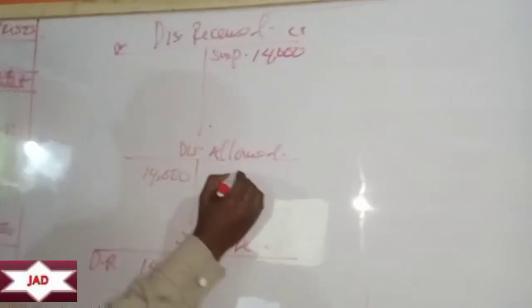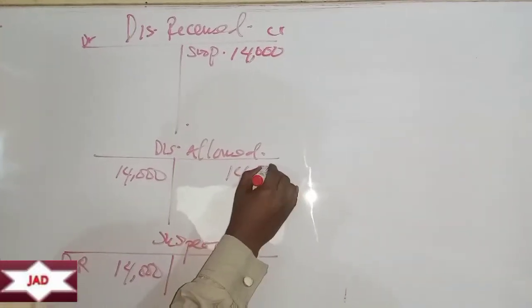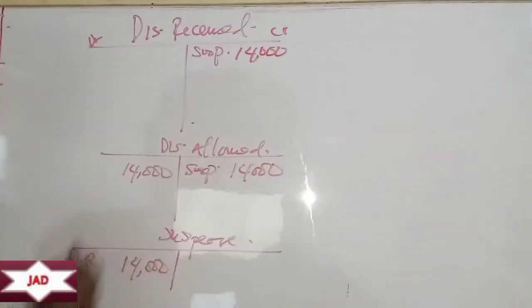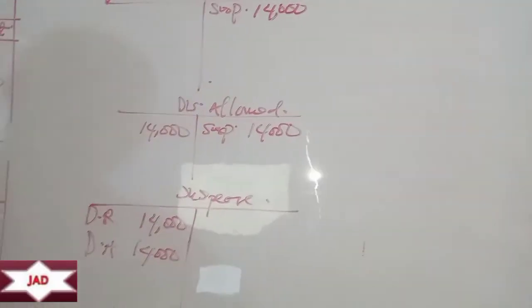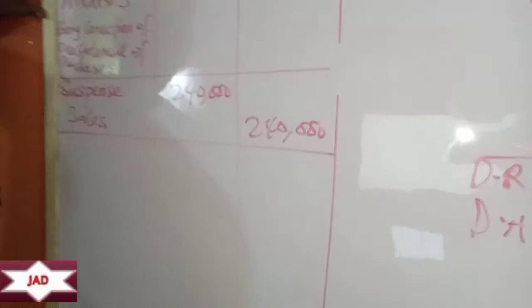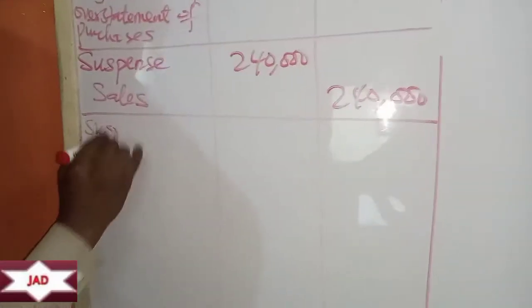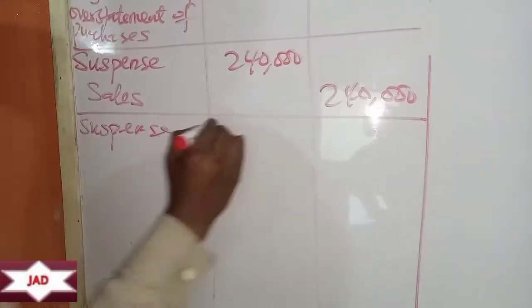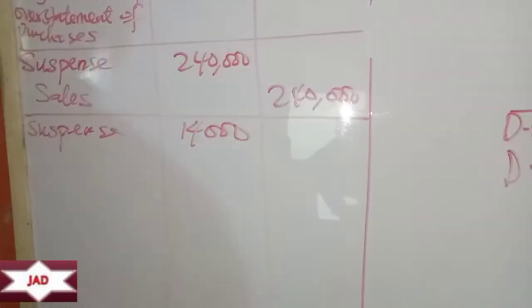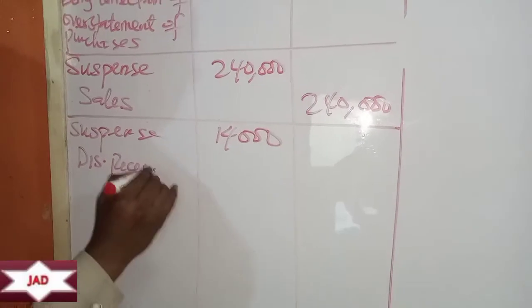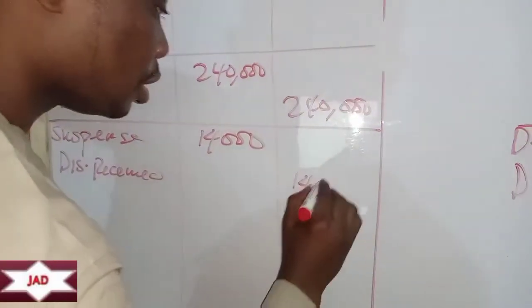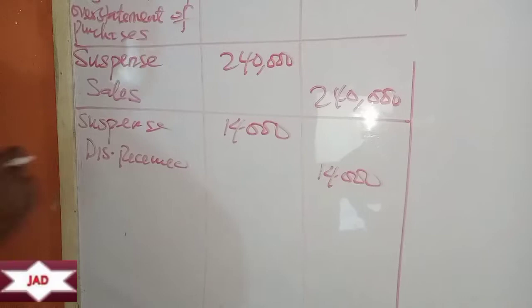So we need to cancel out this discount allowed. How do you cancel it out? You credit it, 14,000. So we say suspense. So here we say discount allowed, how much? 14,000. You see? So we've cancelled that discount allowed. We've taken the value to where it belongs. So the first thing we did there was that we debited suspense with how much? 14,000 Liberian dollars. Credited discount received with how much? 14,000 Liberian dollars. You can do your narration.